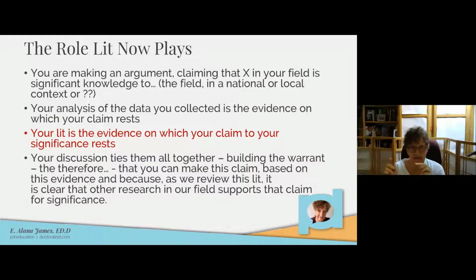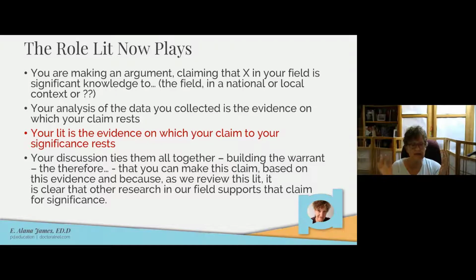And your argument now, pre-proposal, beginning researchers, you have to send something off to your university. Your argument now is, I have this idea about research. It's backed up by lit, and it's worthy that you should give me permission to go do my work. At the end, though, you're making an argument that you learned this important stuff for your field. It's significant to a particular batch of people. Maybe it's significant globally, maybe it's significant nationally, maybe it's significant to your practice in your own location.